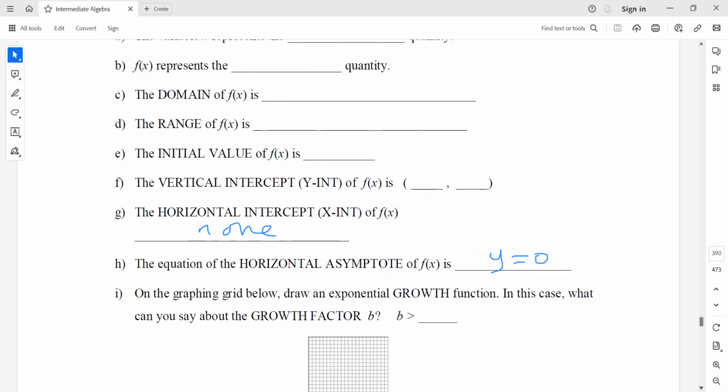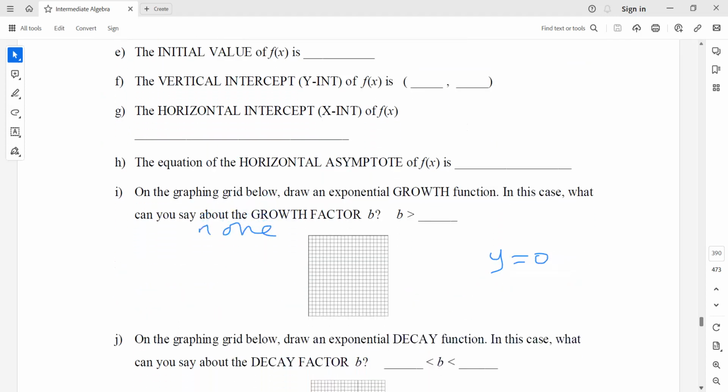And then on the graphing grid below, draw an exponential growth function. In this case, what can you say about the growth factor, b? Let's say that b is greater than 1. If b is greater than 1, we know that there is growth, right? From lesson 9. So the graph is going to be somewhat like that. It always has a J shape, right?